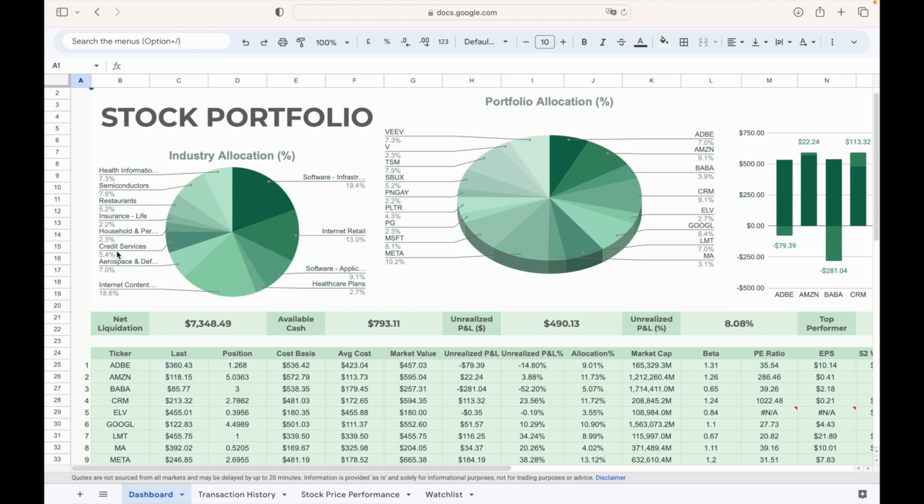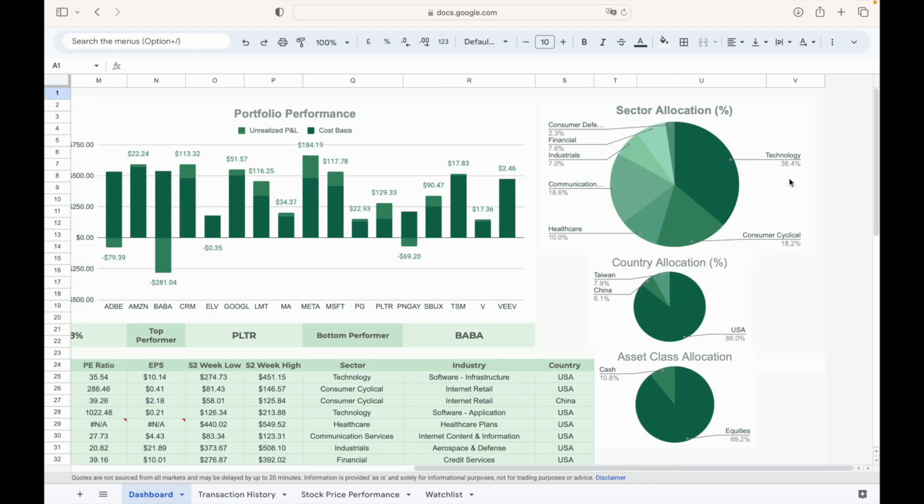I constantly monitor the industry allocation to ensure that I don't become over-concentrated in a single industry. I have plans to further diversify by adding positions in industries such as restaurant, credit service, and healthcare plans. In terms of sector allocation percentage, technology currently holds the highest weight with 36.4% of my portfolio. Consumer cyclical and communication follow behind, with healthcare, industrial, financial, and consumer defensive also represented.